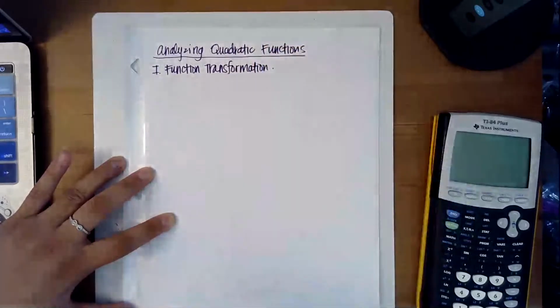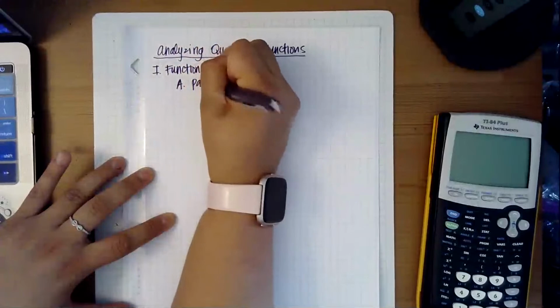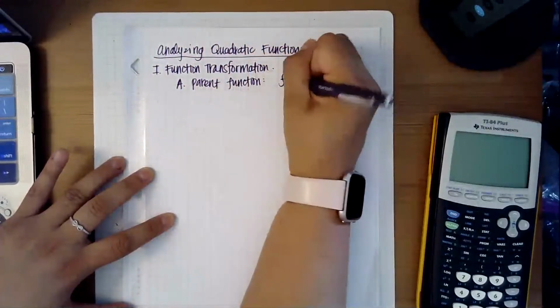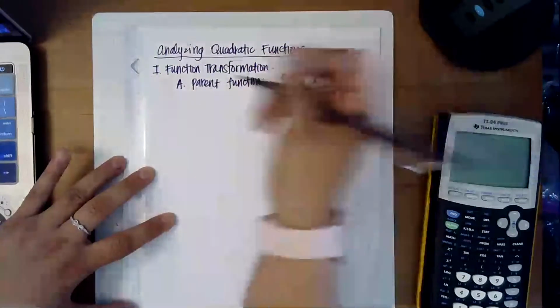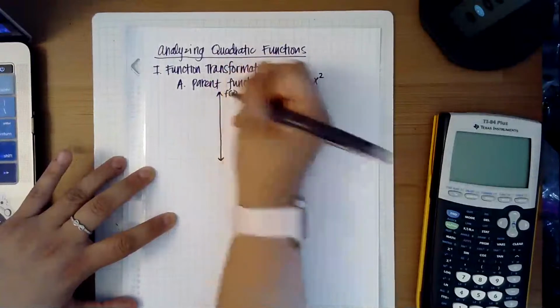So in recalling function transformation, I need to recognize that the parent function of the quadratic family is f of x equals x squared. And let's go ahead and just do a quick little sketch of what f of x equals x squared looks like.